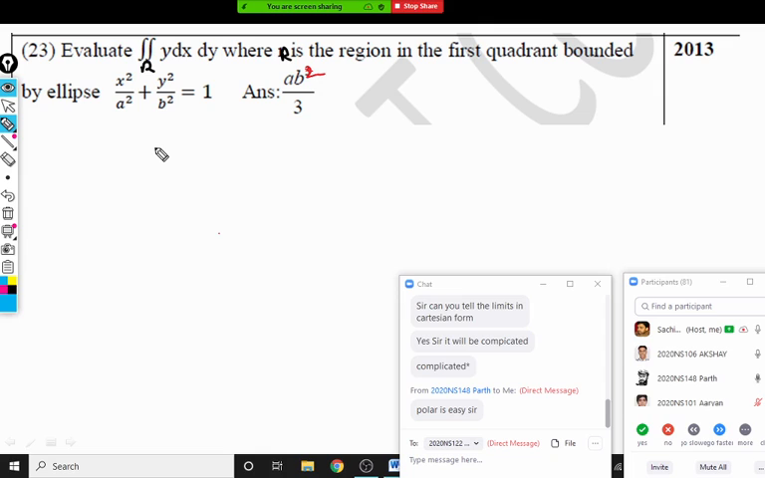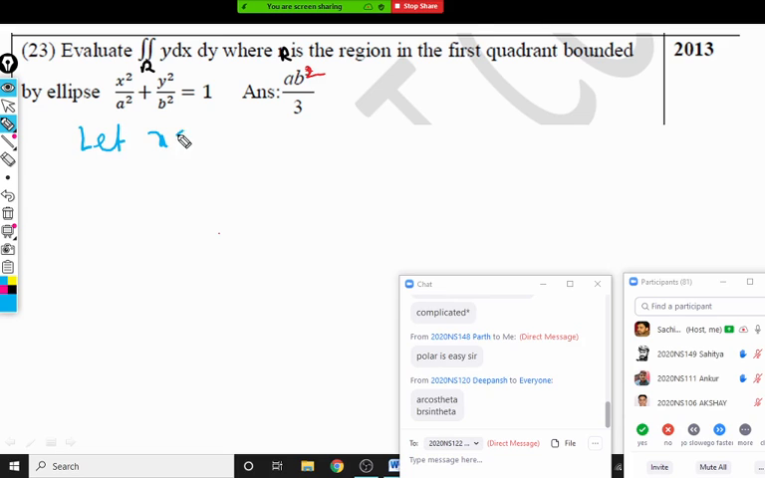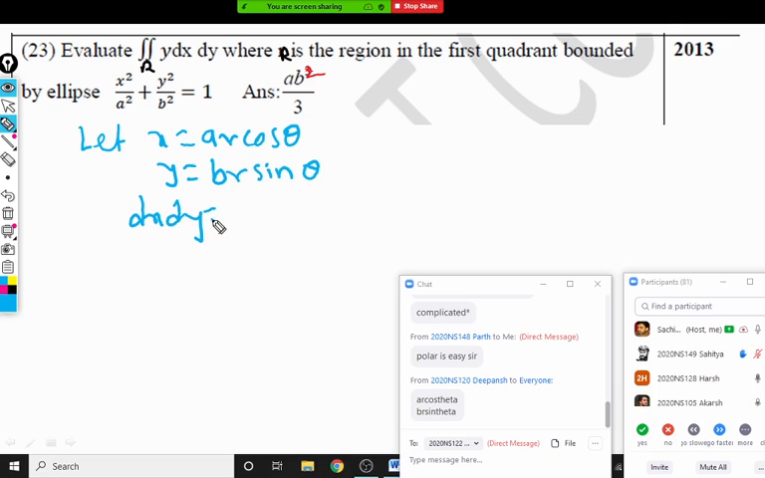Ellipse. Okay, x will be equal to a r cos theta. Correct. x is equal to a r cos theta, y is equal to b r sin theta, and dx dy is a b r dr d theta. Now remember, these are the special transformations made only for the ellipse.